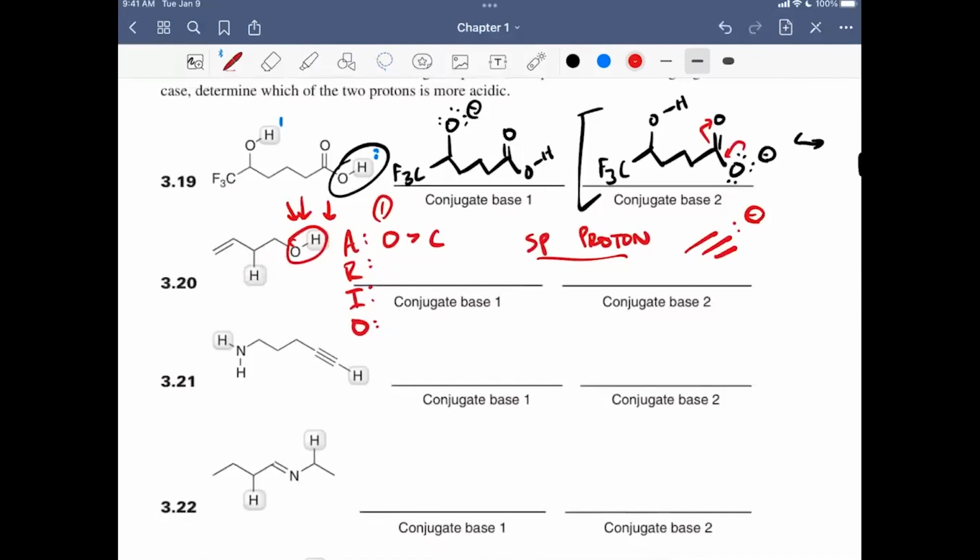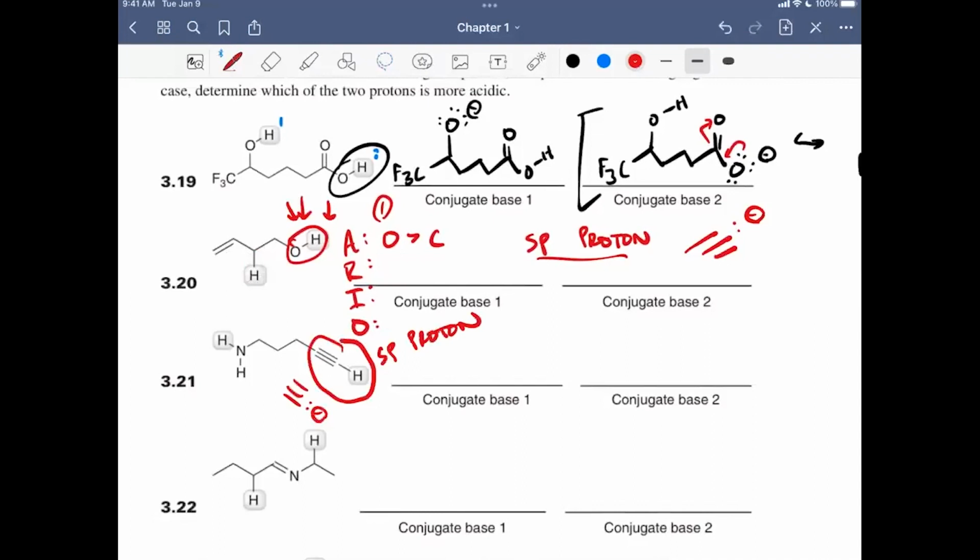And just like I said about 10 seconds ago, we have this problem here. So this is an sp proton. So we have a triple bond. You can imagine if you try to draw out the conjugate base, you would have something like this, where you have a lone pair and a negative charge. So that proton outranks anything.